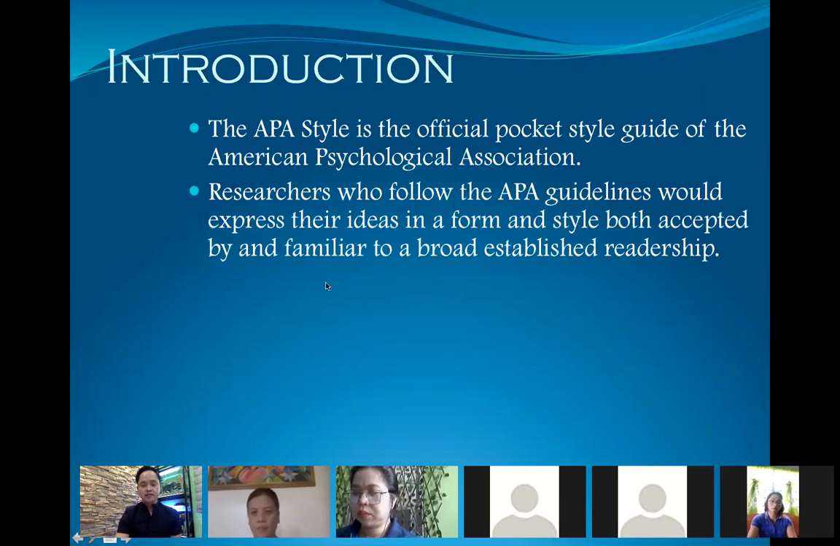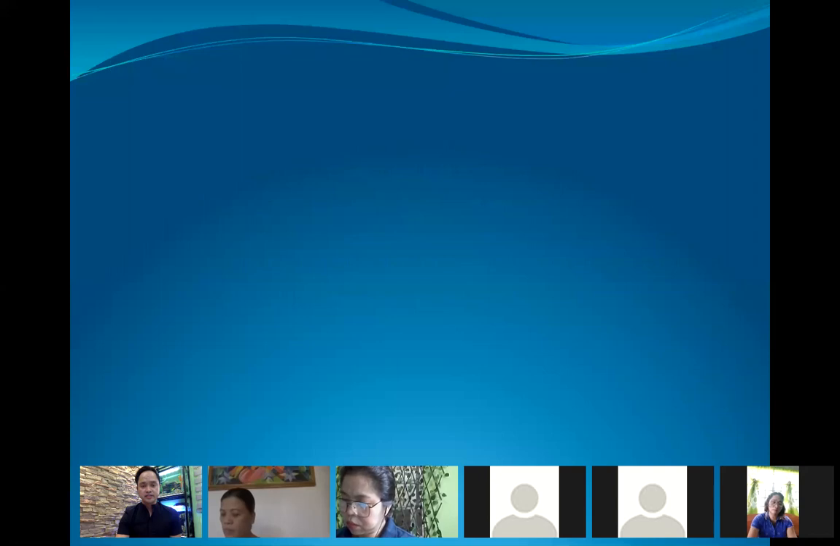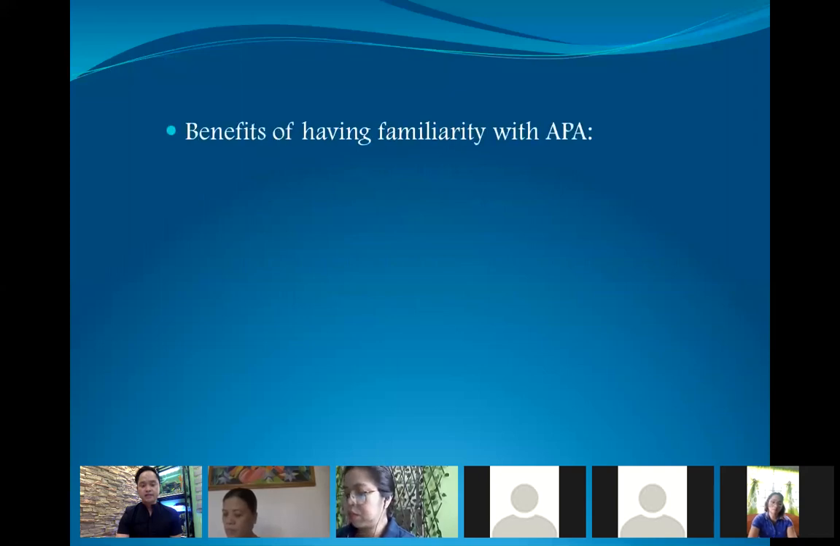So researchers who follow the APA guidelines would express their ideas in a form and style both accepted by and familiar to a broad established readership. So this is the most commonly used style in scientific research writing. This APA style offers essential writing standards for faculty members, graduate students like you, and other researchers. So what are the benefits of having familiarity with APA or the American Psychological Association?